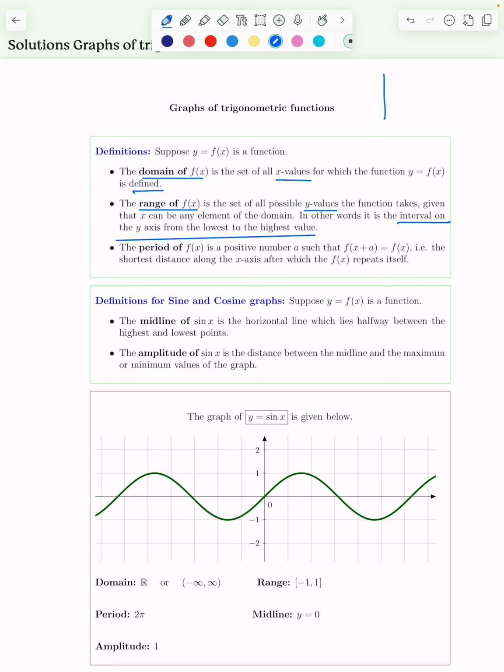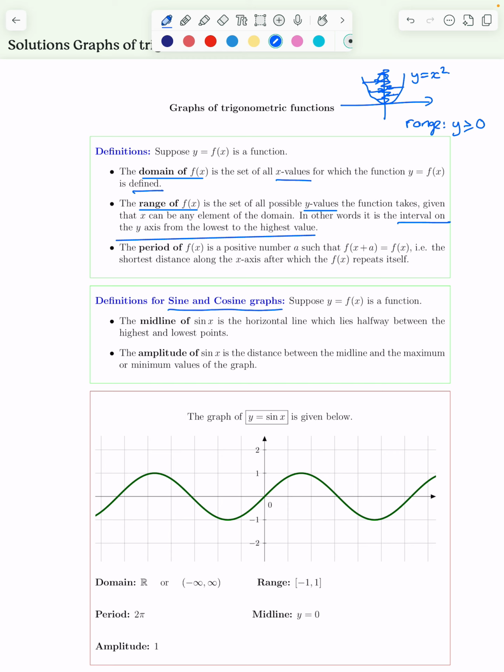How I often think about the range is, if you were to squash a graph horizontally back to the y-axis, what are all the y values you'll hit? The graph I've given you now is y equals x squared. It's not trig at all, but the range of y equals x squared is all y values that are greater than or equal to 0. Another way of describing the range is all the y values along the curve.